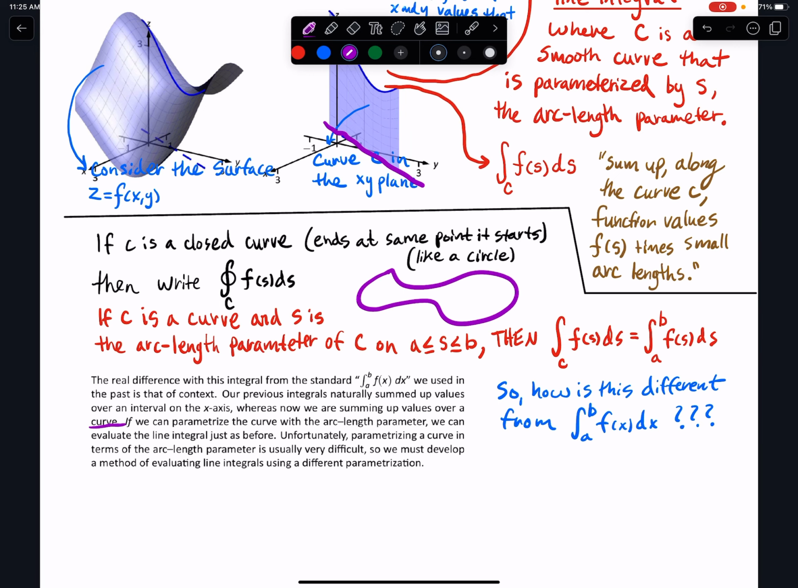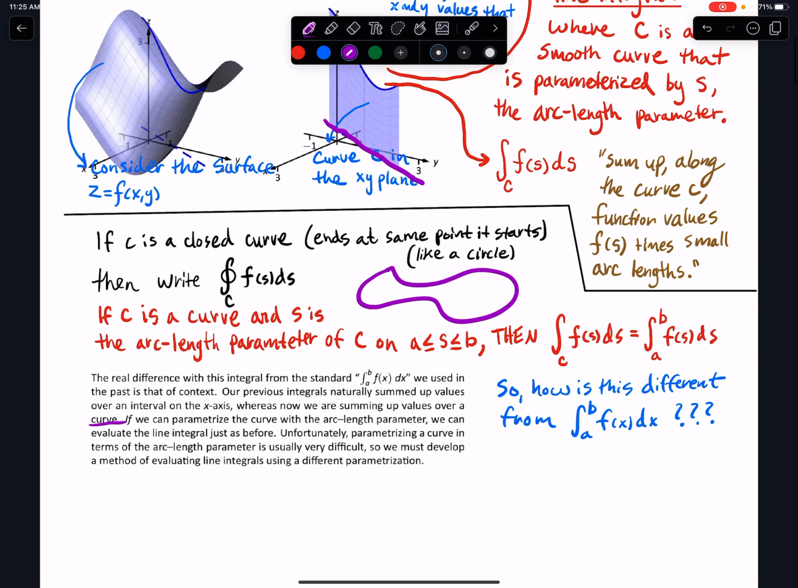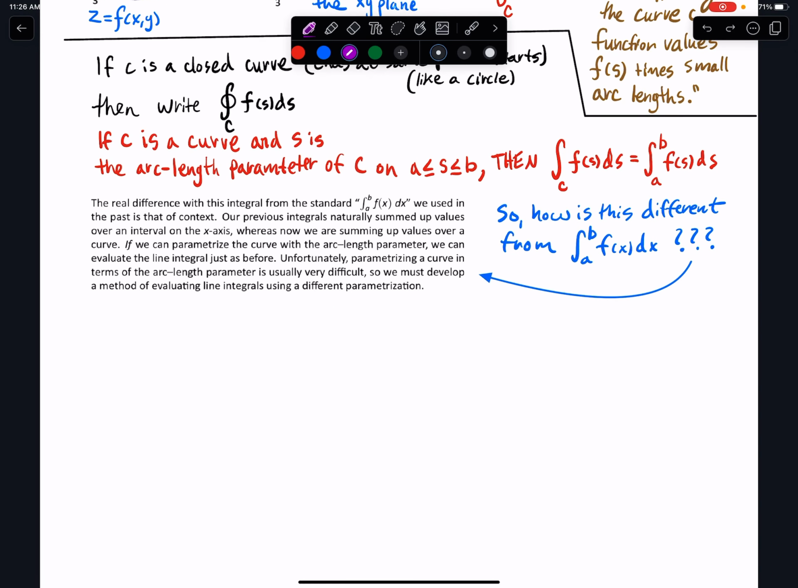If we parameterize the curve with the arc length parameter, and remember that arc length parameter, we have those consistent breakup measurements, right? We can evaluate the line integral just as before. Unfortunately, parameterizing a curve in terms of the arc length parameter is usually pretty stinking hard. So to overcome this, we have to develop a parameterization technique. And that's where we're going with this theorem.